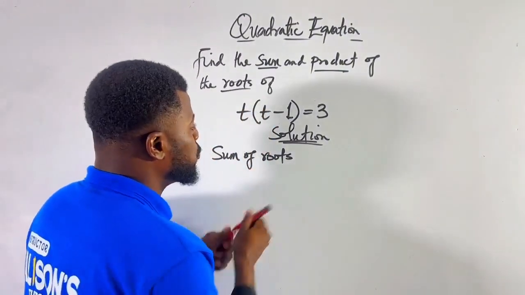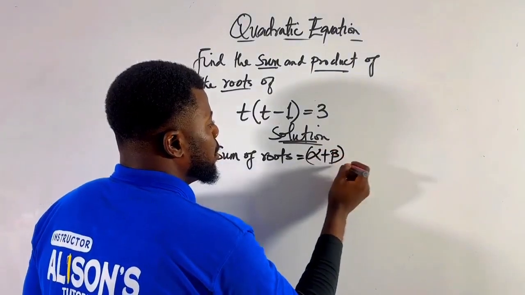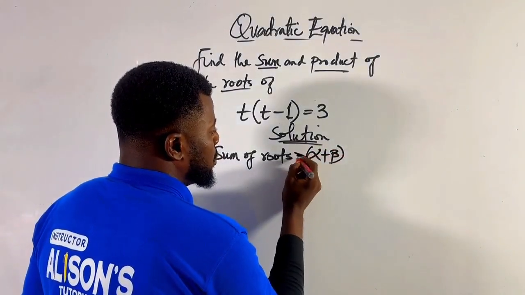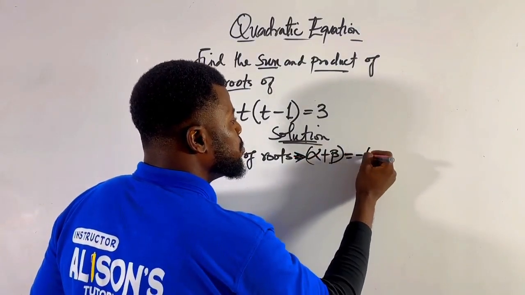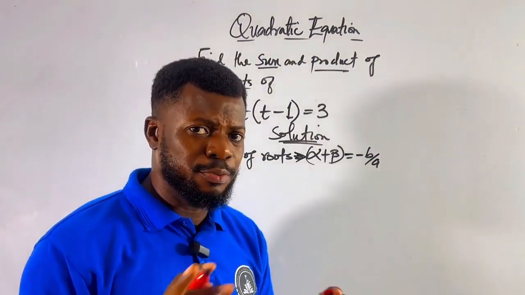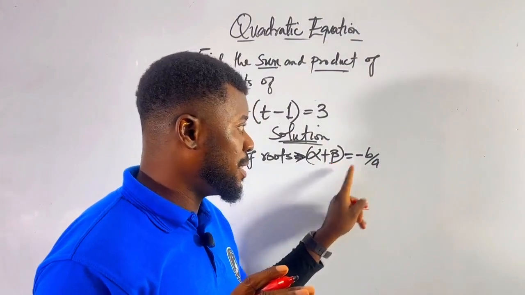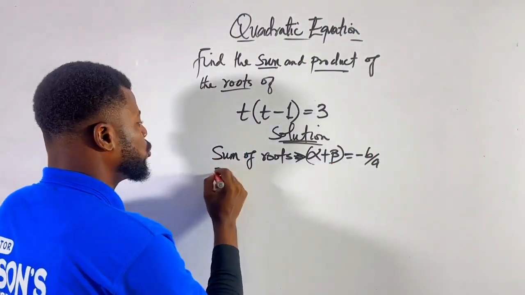So sum of root equal to alpha plus beta. So now use this thing like this, arrow like this. Sum of alpha plus beta equal to minus b over a. This thing like this now be the formula for sum of root. That's a simple one. This symbol na alpha, this one for beta, minus b over a. Very simple.